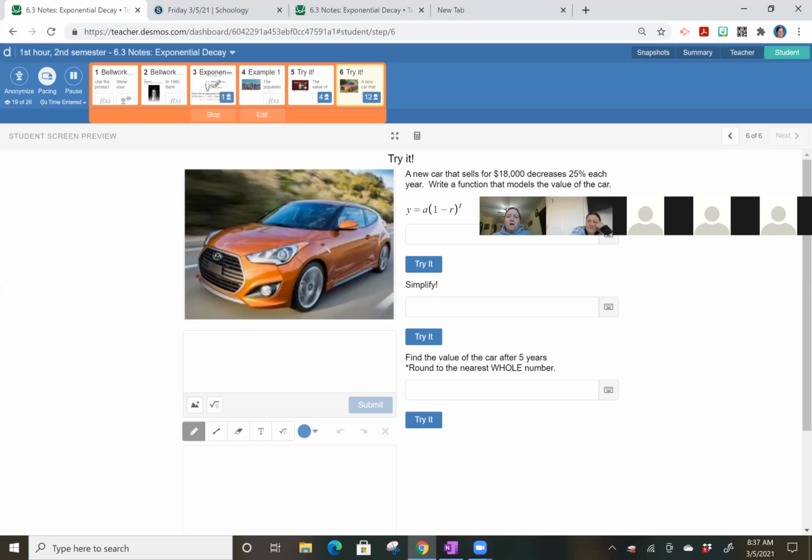So, let's look at this. A new car that sells for $18,000 decreases 25% each year. Write a function that models this.